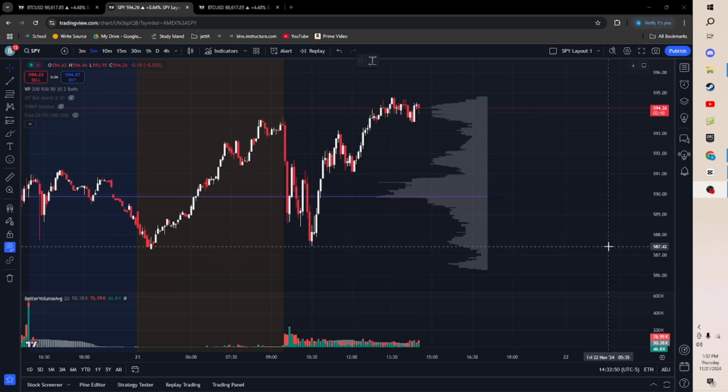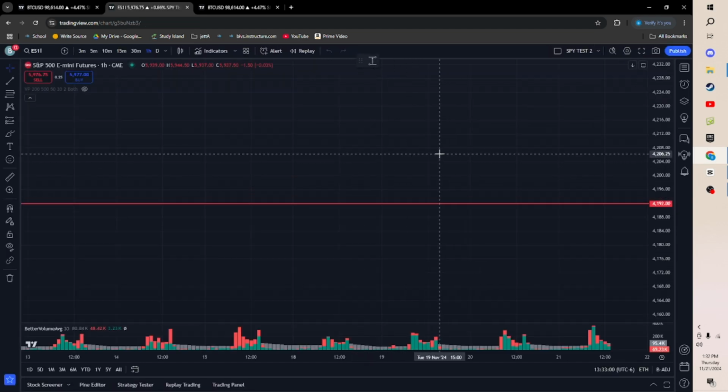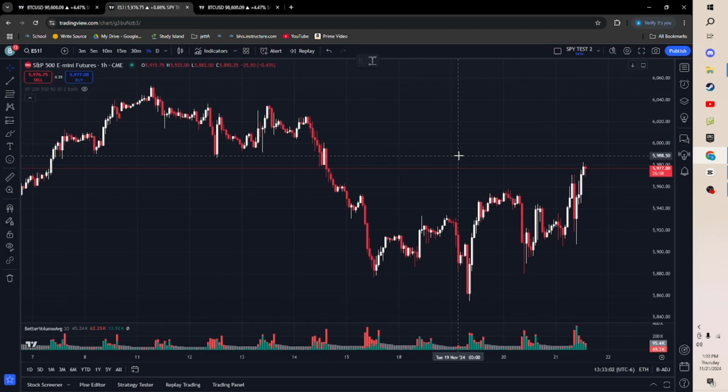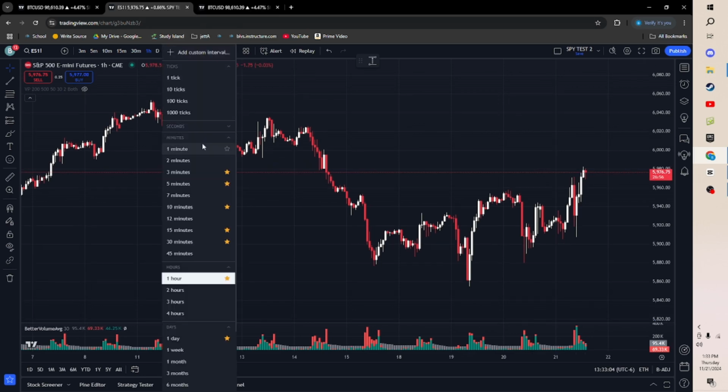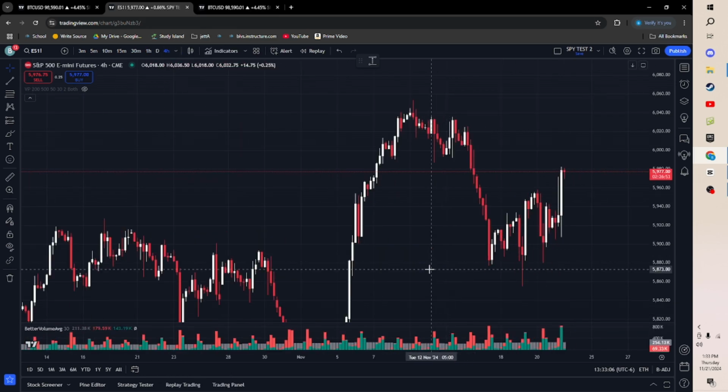All right, so next we're going to talk about price levels and how to make accurate price levels, okay? So let me just go to a different chart here. Okay, we're on ES right now. I'm going to go to a higher time frame. We're going to go to the 4 hour.